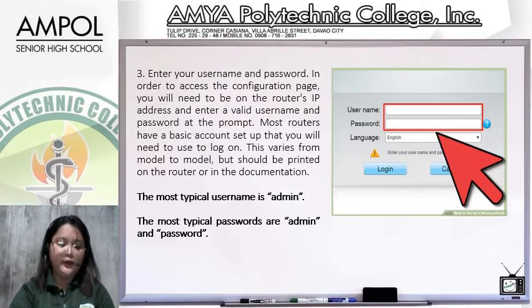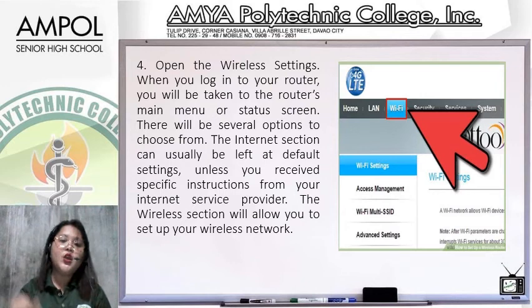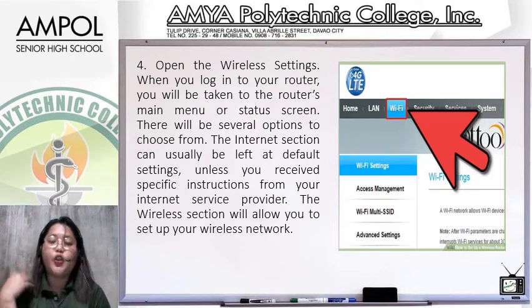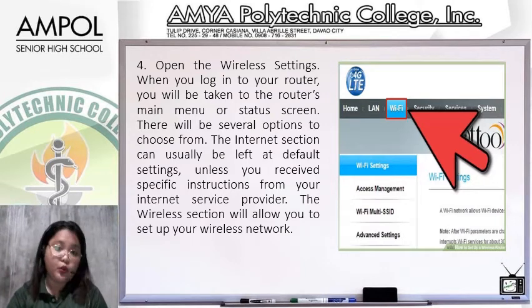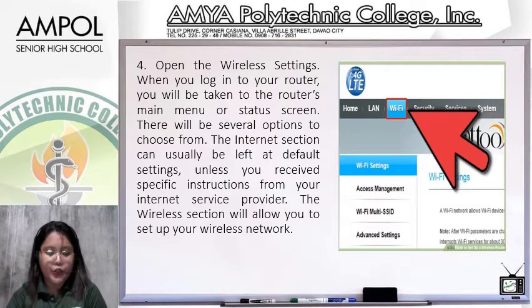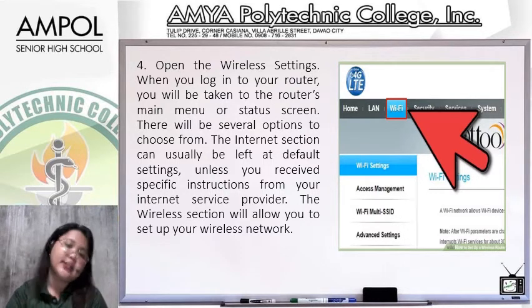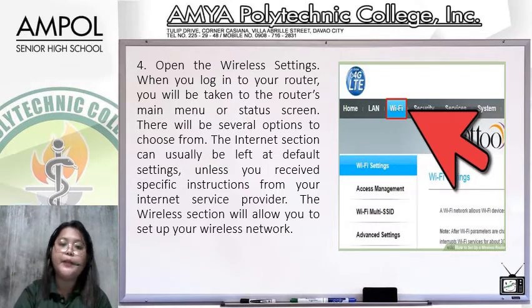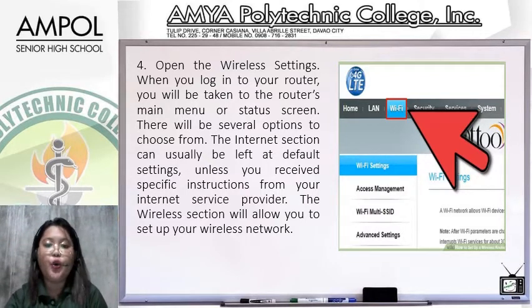The fourth one, you have to open the wireless settings. When you log into your router, you will be taken to the router's main menu and status screen. There will be several options to choose from. The internet section can usually be left at default settings unless you received specific instructions from your internet service provider. The wireless section will allow you to set up your wireless network.